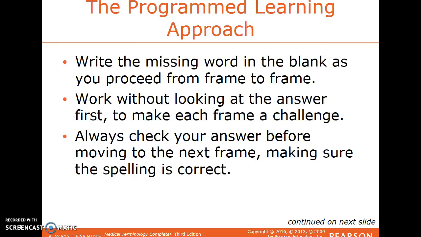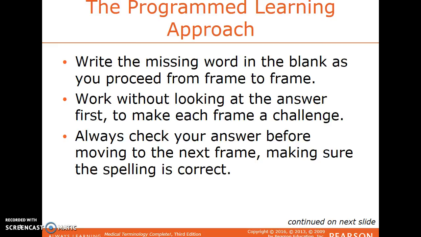You want to work without looking at the answer first, though, to make each frame a challenge. You can fold over the side of the page so that you can't really see what that answer is. Or for those of you working off of an e-text, put a piece of paper over that part of your screen on your iPad or your Kindle or your laptop, whatever you're using to read from.